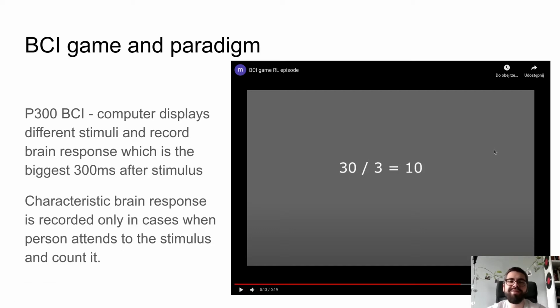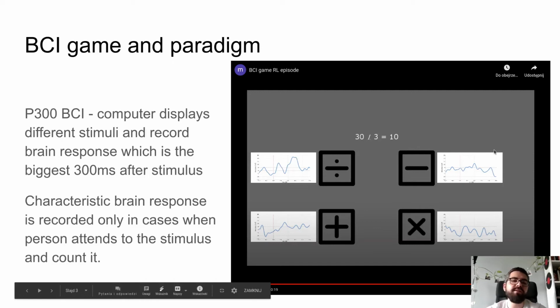What a surprise! In the last frame, I visualized the P300 potentials recorded during the experiment, so you can see that the observed division sign has a signal with a peak around 300 milliseconds after the flash.